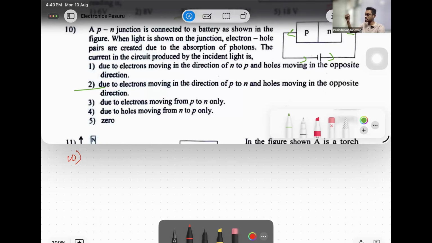And this functionality is very much similar to the functionality of a photodiode. Photodiodes are always working at reverse bias. So this is similar to a reverse bias photodiode.